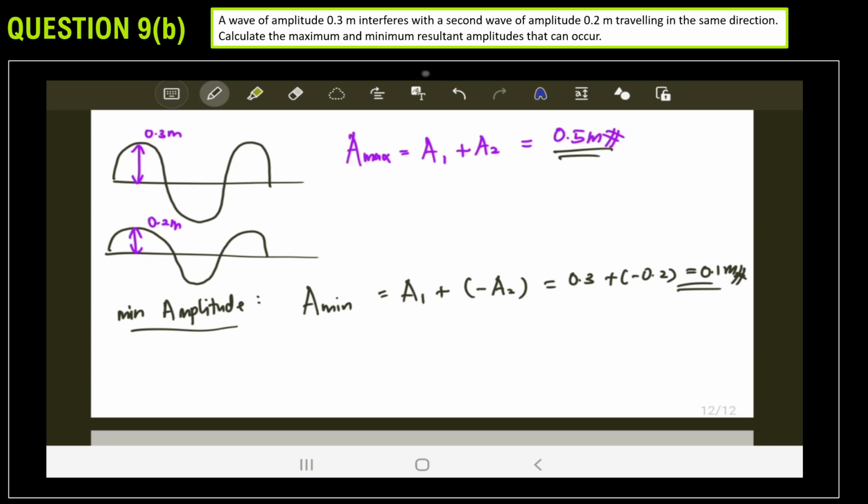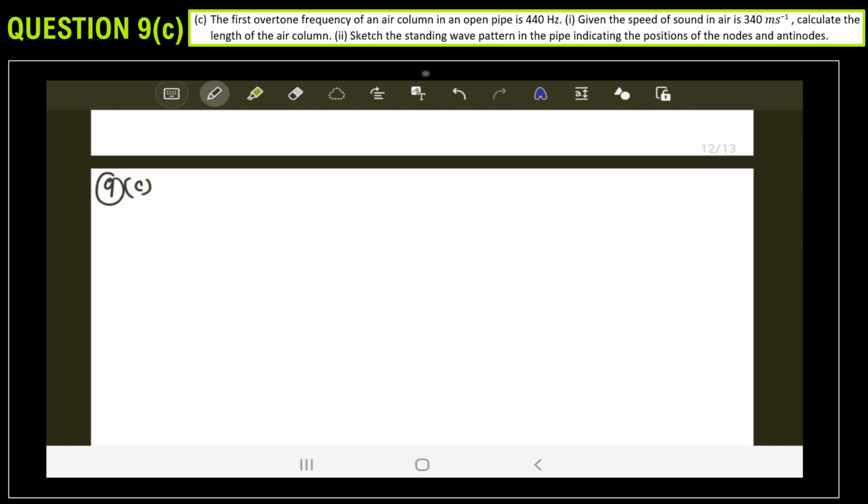All right, so question number C. In 9C, we have the first overtone frequency of an air column in an open pipe is 440 Hz. So in this case, we have an open pipe. Remember, for the open pipe, we have the fundamental mode, and we can also call it the first harmonic. And the first overtone, OVT stands for overtone, is equal to the second harmonic.